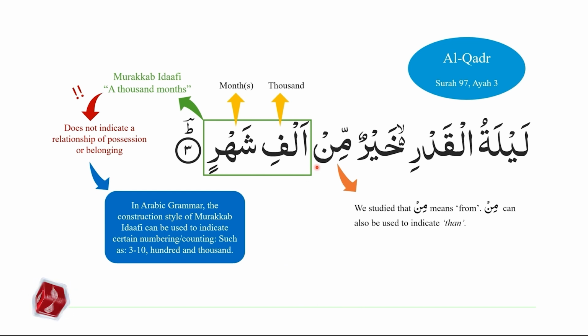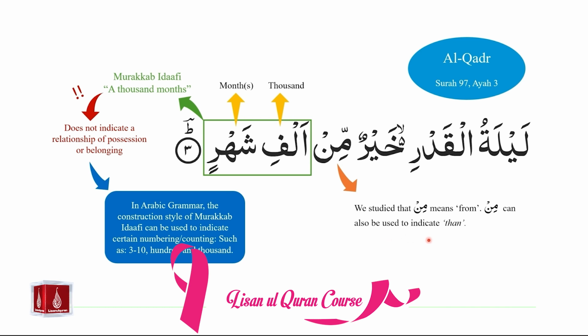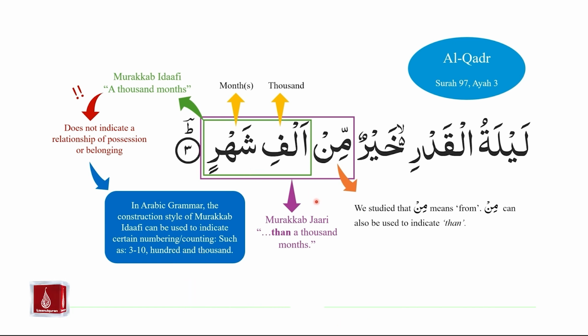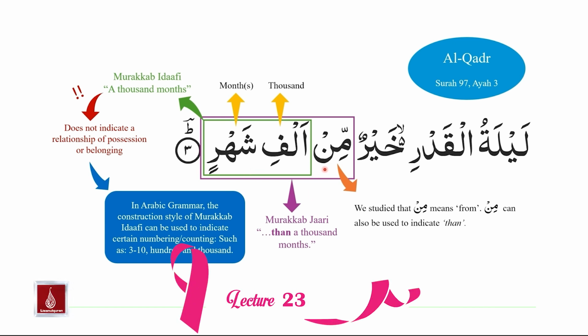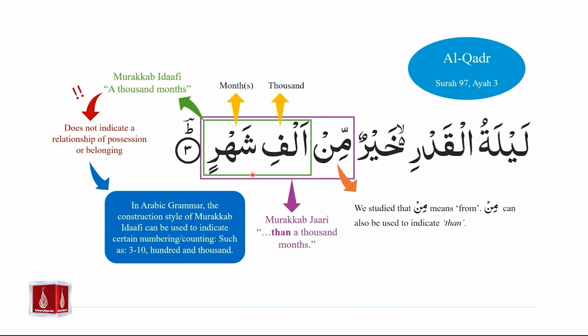Furthermore, we move to min. Min is a harf jar. We studied that min means from. However, min can also be used to indicate then. Min alfi shahrin is a murakkab jari. Min is a harf jar and it is followed by an ism that is majroor. Taken together, min alfi shahrin can be translated as then 1,000 months.